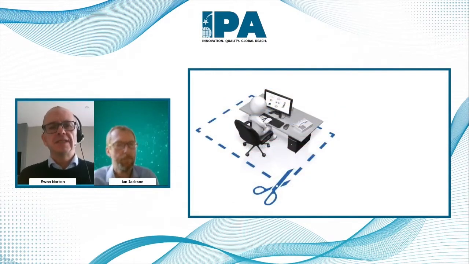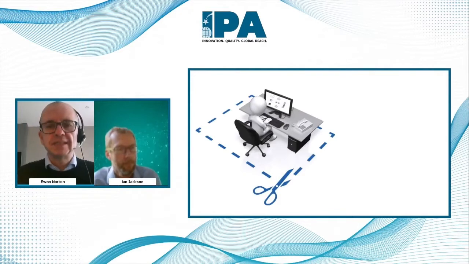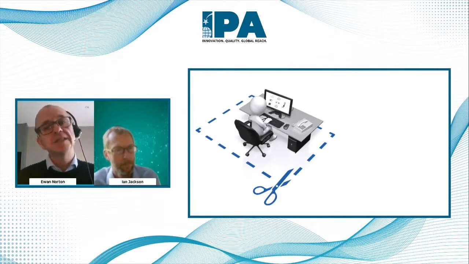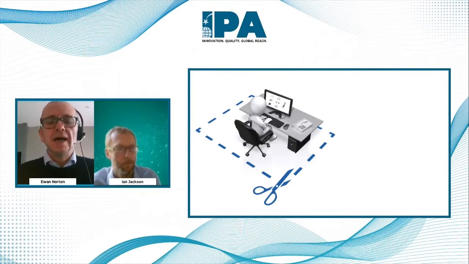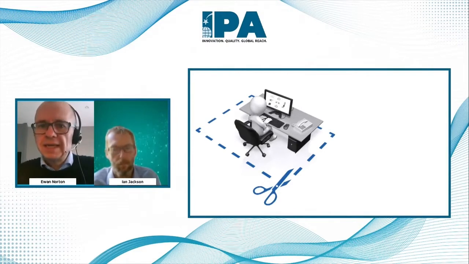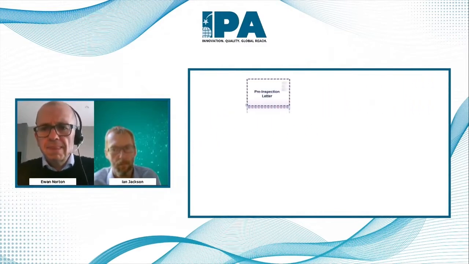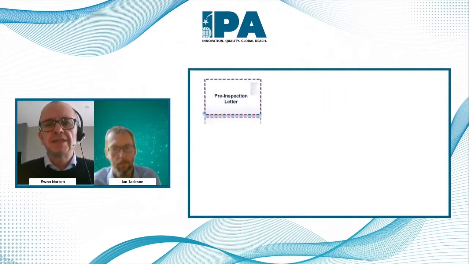We've got a good inspection process that's been running for years now, long before I joined. What I want to do is take as much of that as possible, cut and paste it, and just enter a new process and change as little as possible. So if you click next, every inspection starts with a pre-inspection letter.